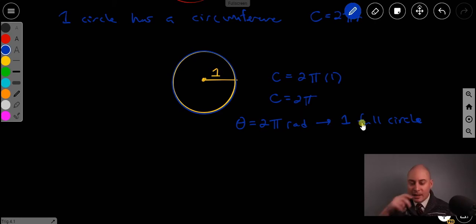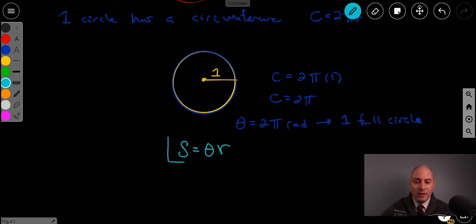So there's a formula that ties these ideas in: arc length, the theta in radians, and r. It's going to look like this: S is equal to theta, that's the angle measure, times r. So it's easy to remember: S is equal to theta r. I like to call it the SOR formula, even though it's not really an O, sorry, an R. SOR formula.